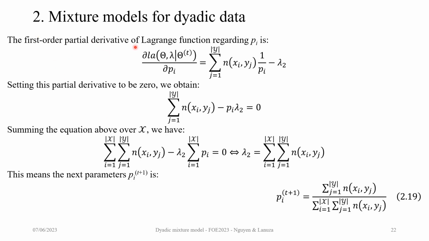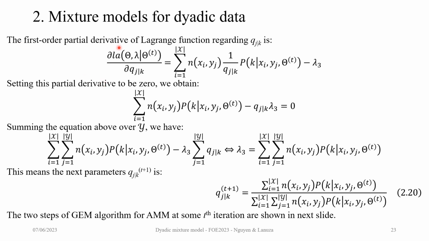The first order partial derivative of the Lagrangian function regarding pi is here. Setting the partial derivative to be 0, we obtain, summing the equation above over s, we have this. This means the next parameter pi plus 1 is specified by equation 2.19.